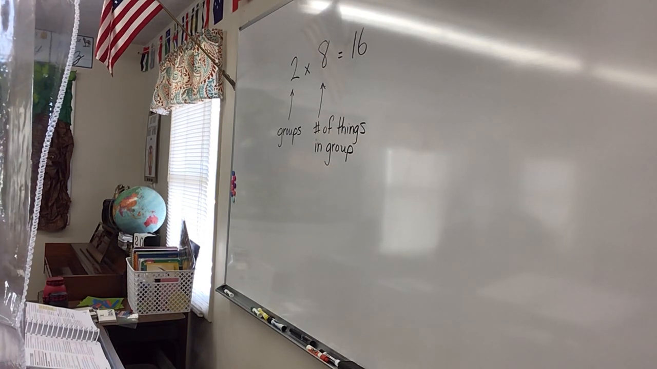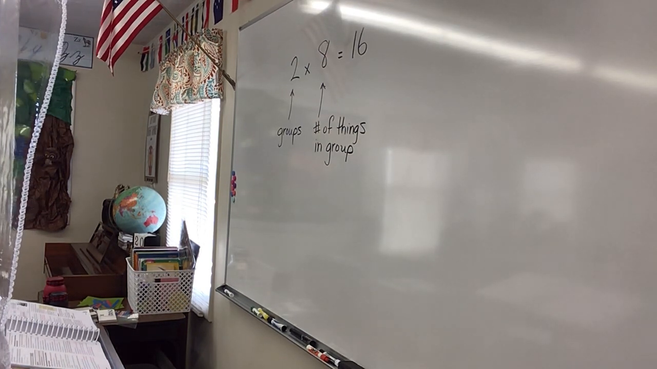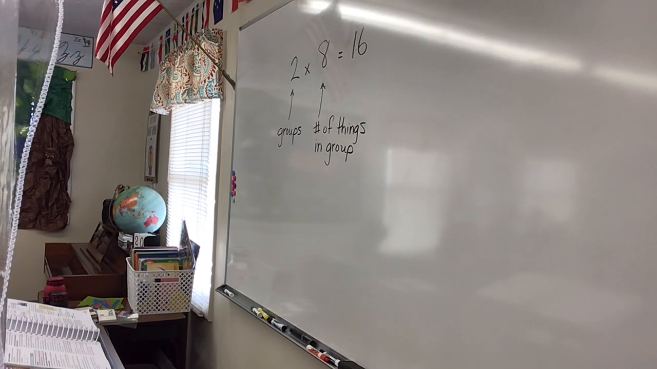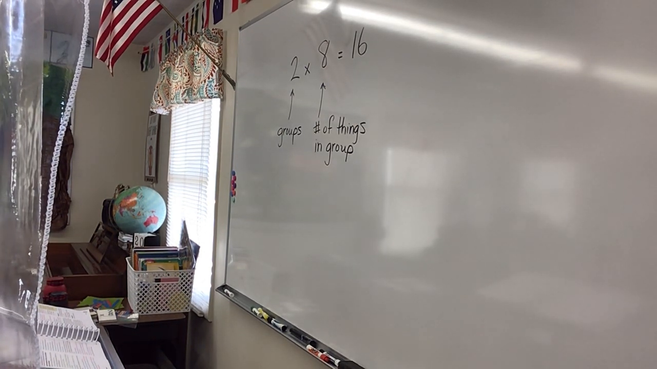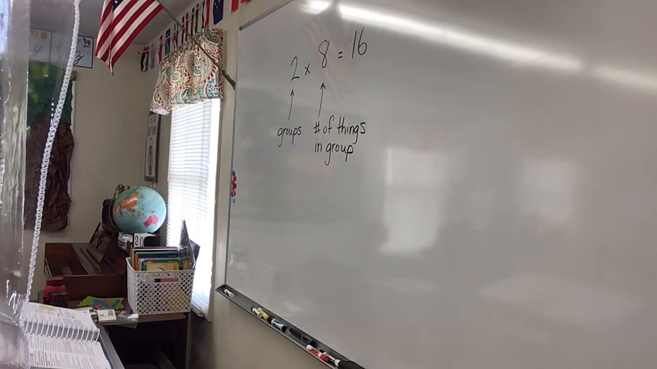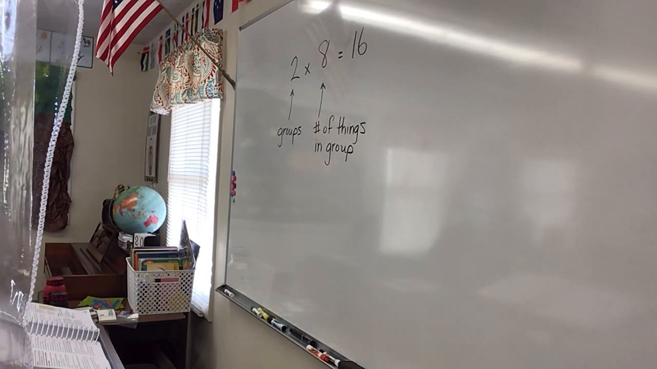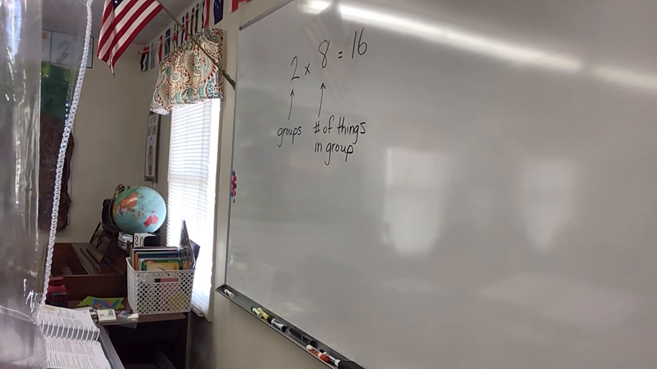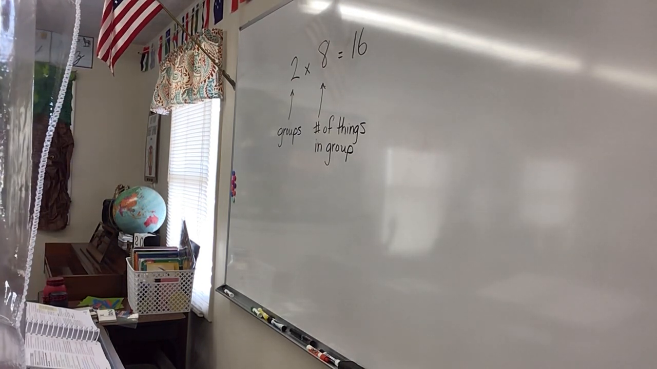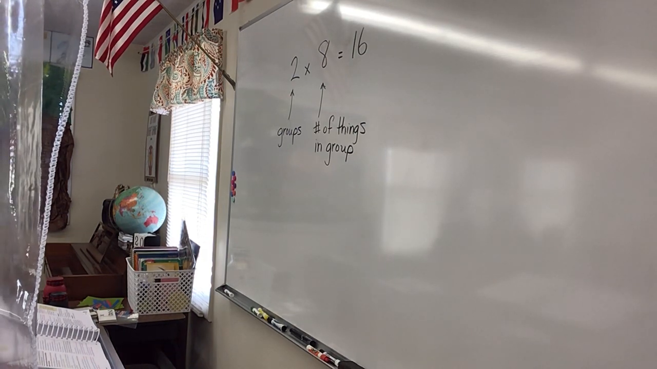Okay, let's not call out. If you have a question, you need to raise your hand. Now, also take notice, remember the standard form is written like a regular number with digits. The expanded form, you take the value of each digit and you write it out and you add them together. And then the written form is written in words.